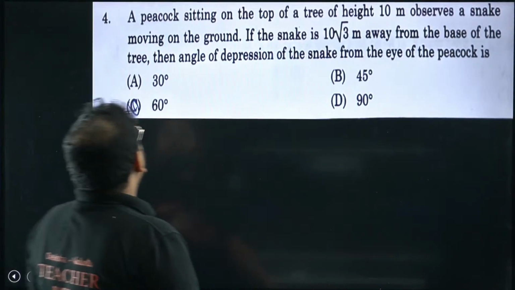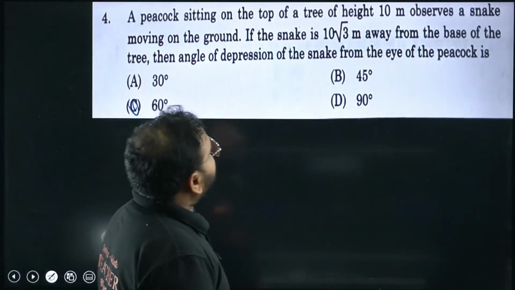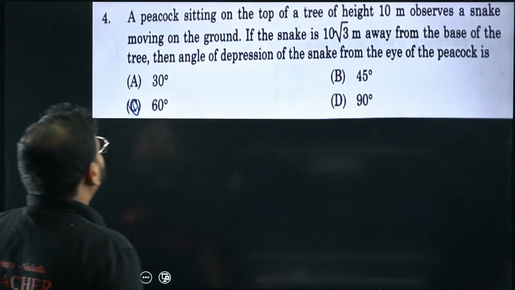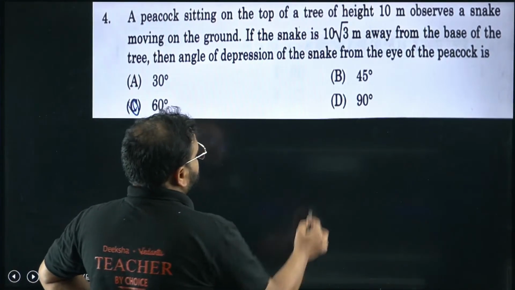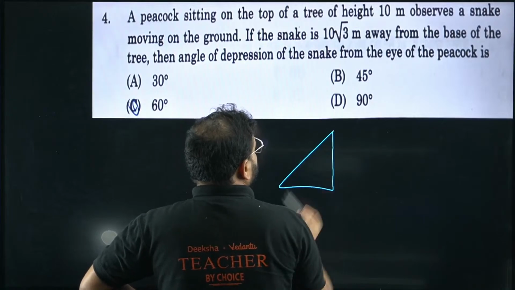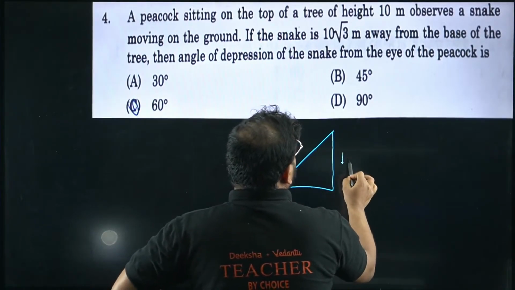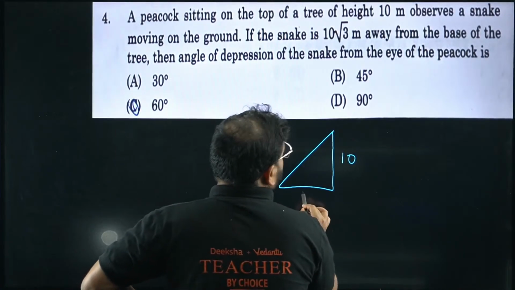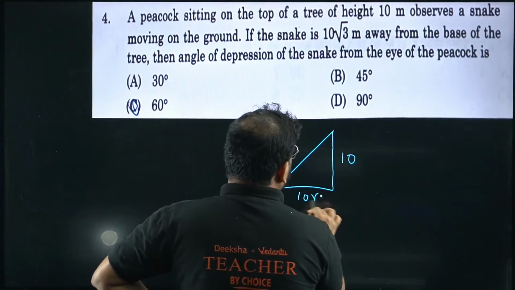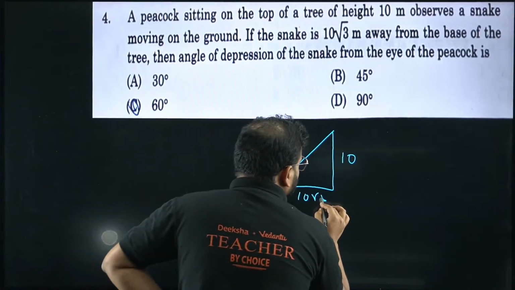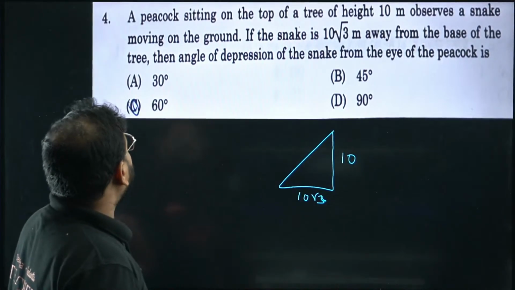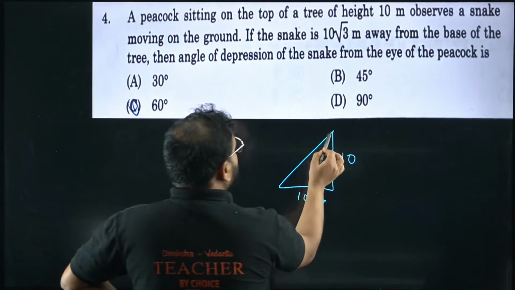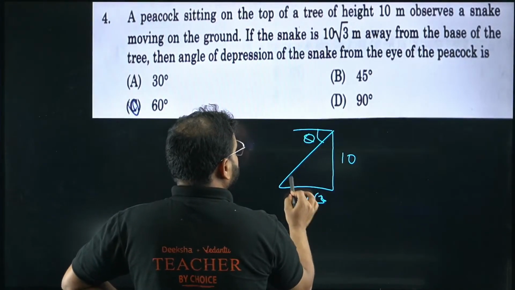A peacock sitting on the top of a tree of height 10 meters observes a snake moving on the ground. So the condition is like this. Please check. From here, the height is 10. Away from the base of the tree, the distance is 10 root 3. And what are they asking? The angle of depression. So they are asking basically this angle.